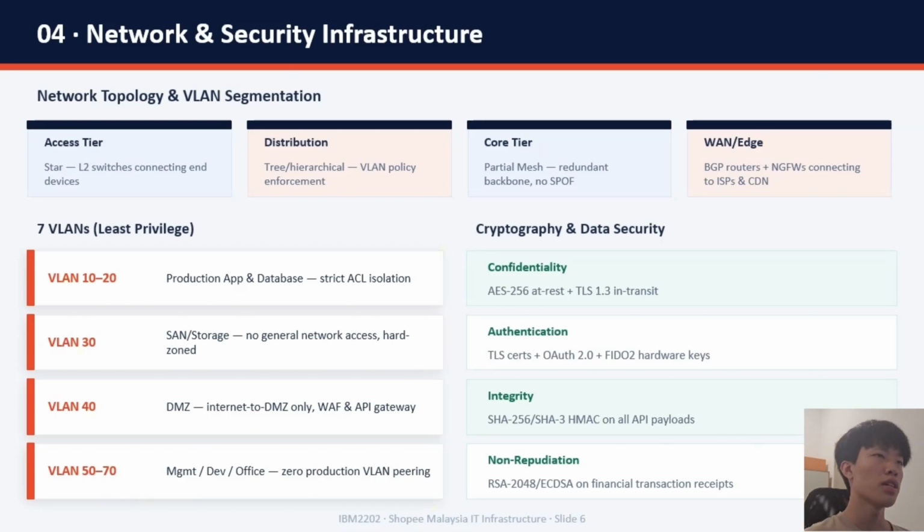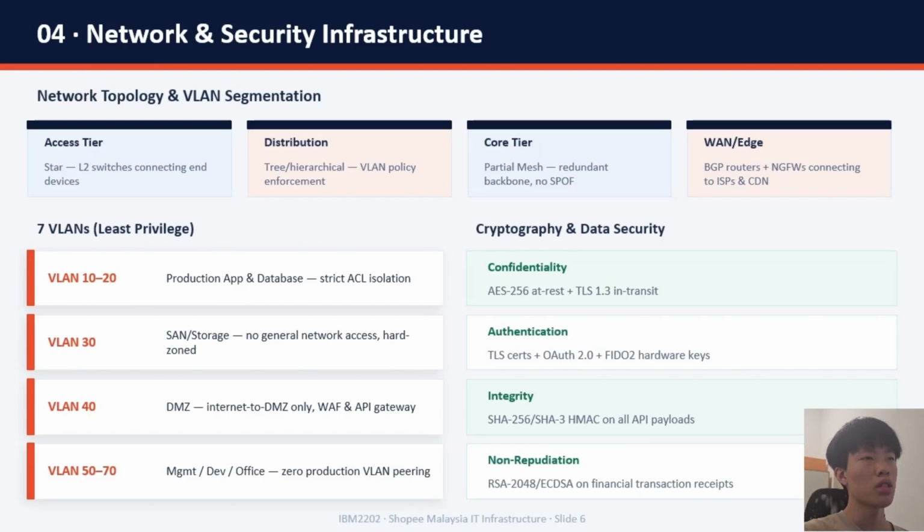I'm going to introduce you to the network security infrastructure. Shopee's network implements a 3-tier hybrid topology. The access tier uses a star topology with layer 2 switches. The distribution tier aggregates these with VLAN policy enforcement. The core tier provides a high-speed partial mesh backbone with no single point of failure.